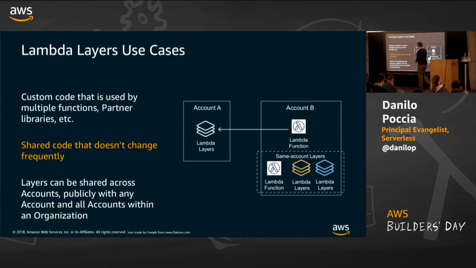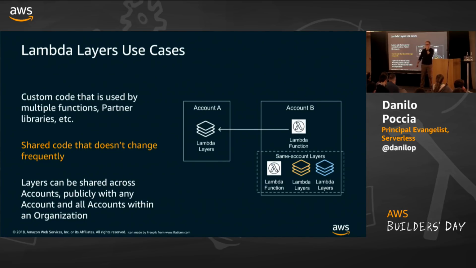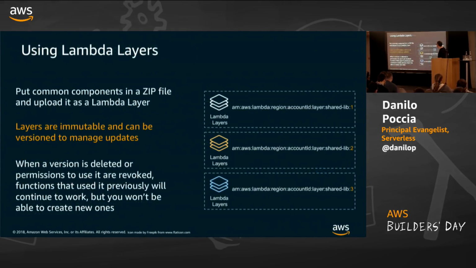Layers, by default, are shared within the AWS account where they are created. But you can optionally share with multiple accounts within an AWS Organization. So if you use AWS Organizations, you can easily share within all the accounts of your organization. Or you can share publicly if you want to create something for the public good. And the idea is that the function can reference layers also across accounts, as I said before.